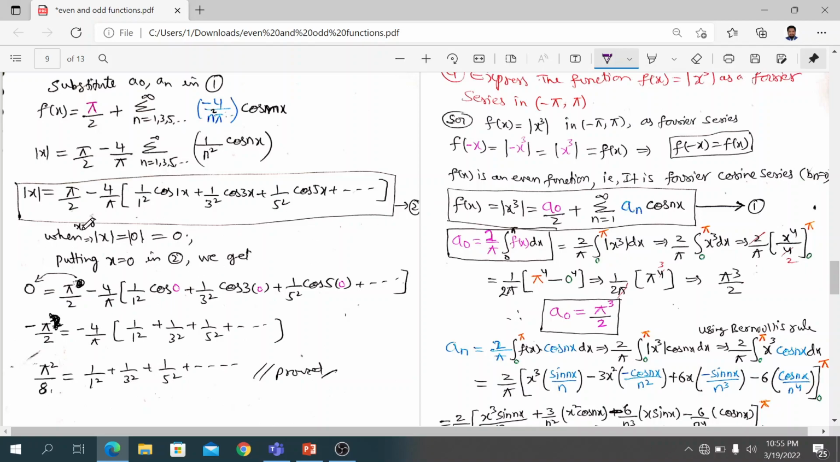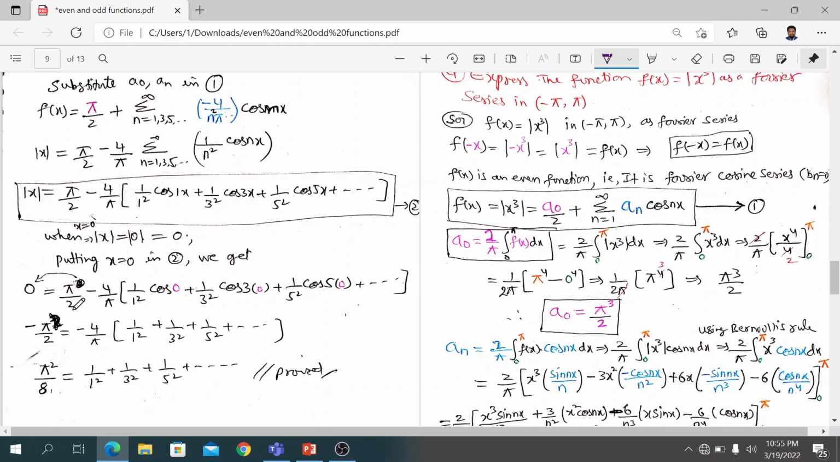So when x is equal to 0, mod x value will be mod 0, that is 0. So put x is equal to 0 in the second equation. Here mod x at 0 is equal to pi by 2 minus 4 by pi. Now wherever x is there, put 0: 0, 3 into 0, 5 into 0, up to and so on.